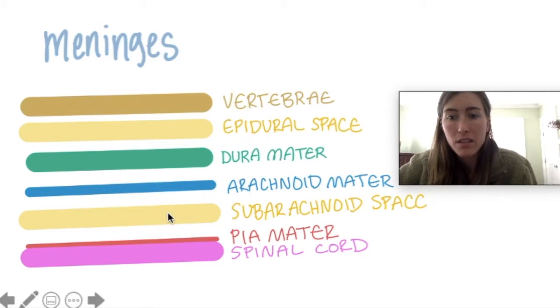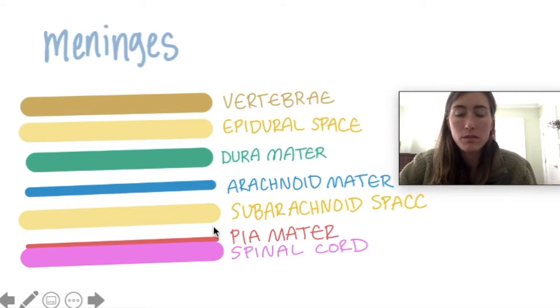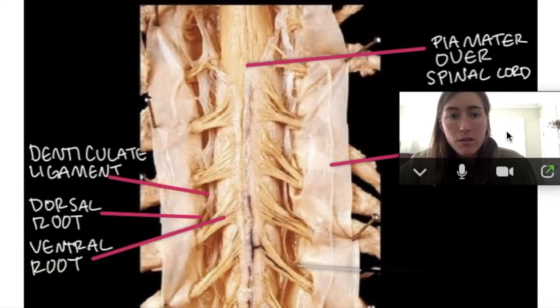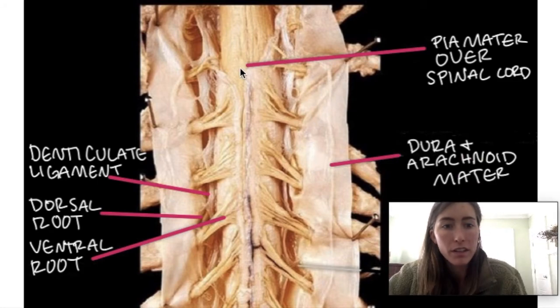Then we have the subarachnoid space, which houses the CSF, which nourishes, protects, and allows for chemical signals to travel through. Then the pia mater is the deepest layer, consisting of flattened cells, and it's closely adhered to the spinal cord. So you can see the meninges overlaying the spinal cord here.